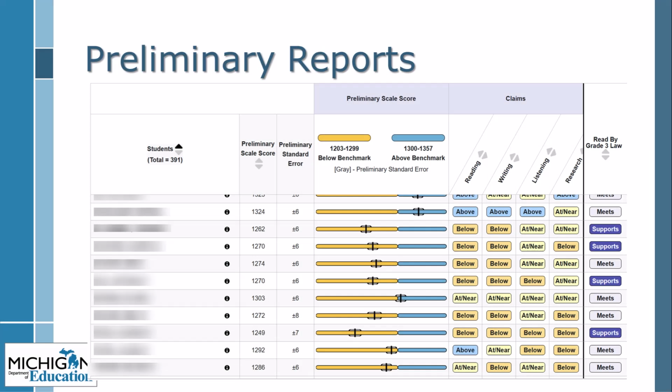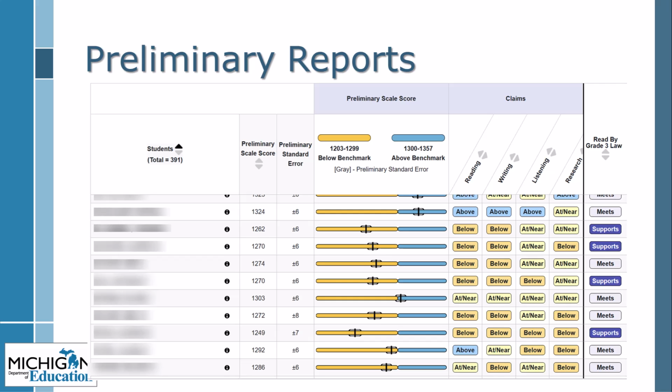This screenshot shows you an example of a third grade ELA preliminary report. The preliminary scale score is plotted as below or above benchmark, which is the proficiency designation or cut. Not proficient, partially proficient, proficient, and advanced designations are not available until the final score reports. Subscore data is available on the preliminary report, of course, based on preliminary data.